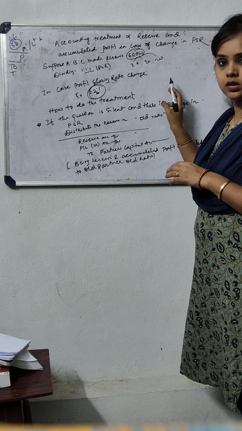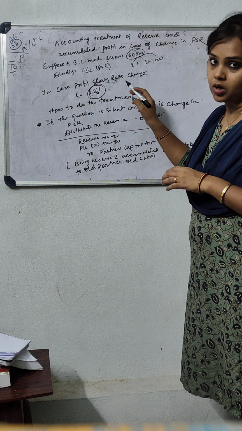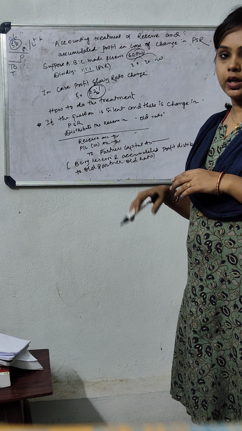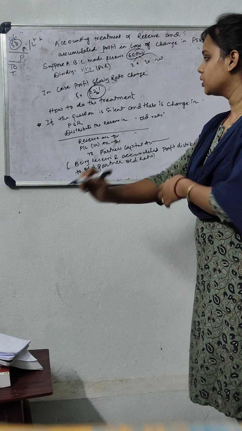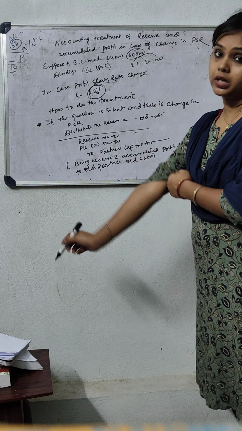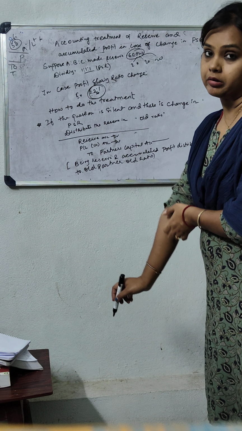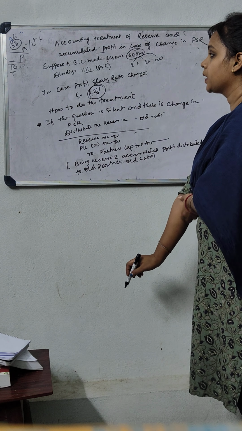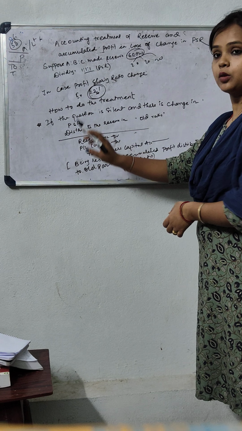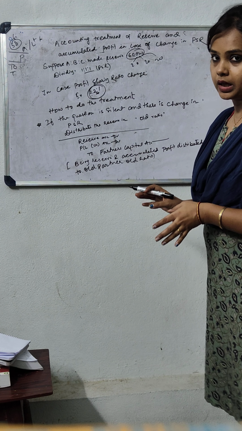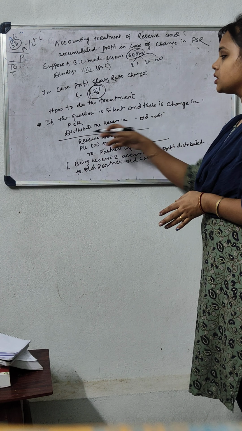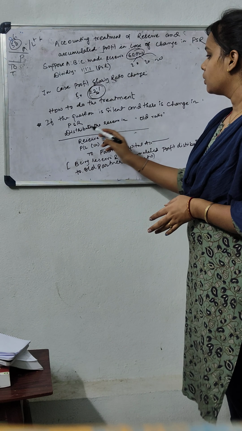So C will have a loss and A will get 10,000 extra. This is a kind of injustice to partner C. So what kind of treatment, what entry will we make in this scenario? If the question is silent, if the question is not asking anything, and there is a change in profit sharing ratio, what will we do?